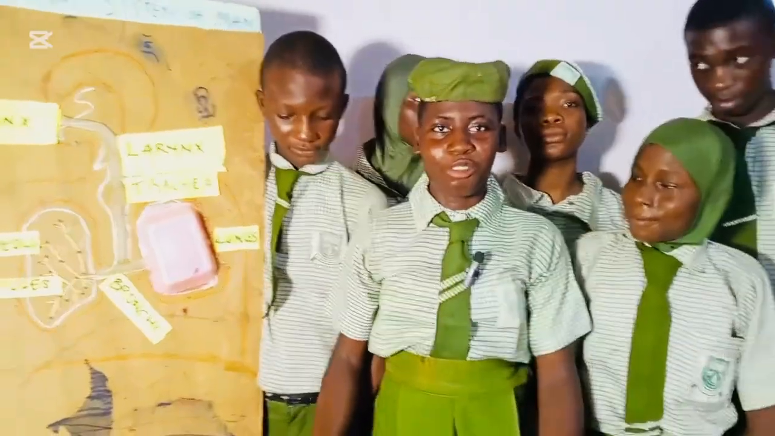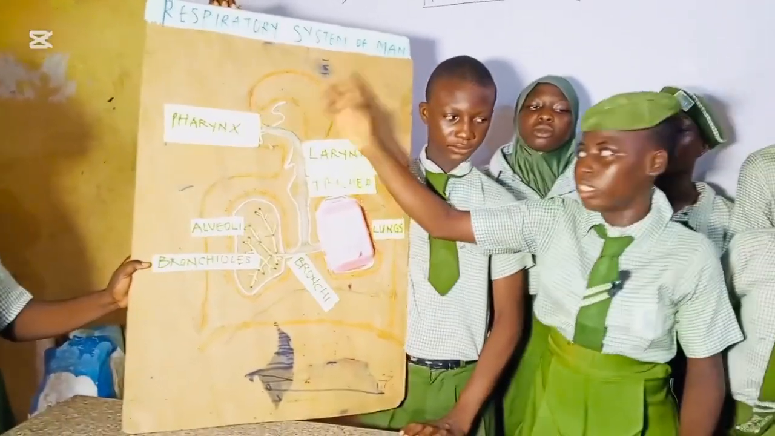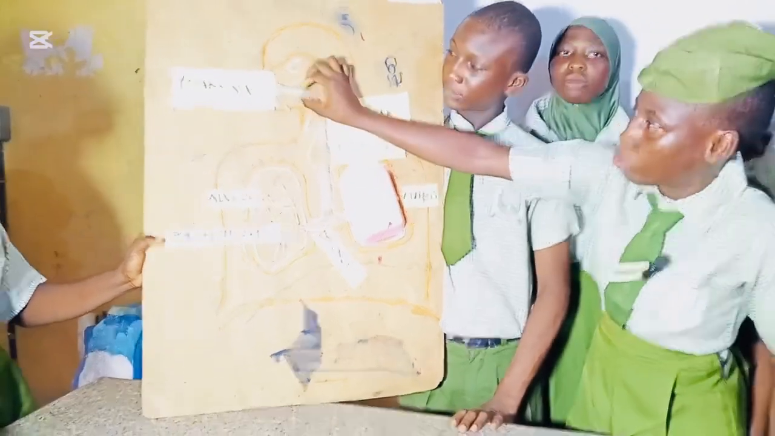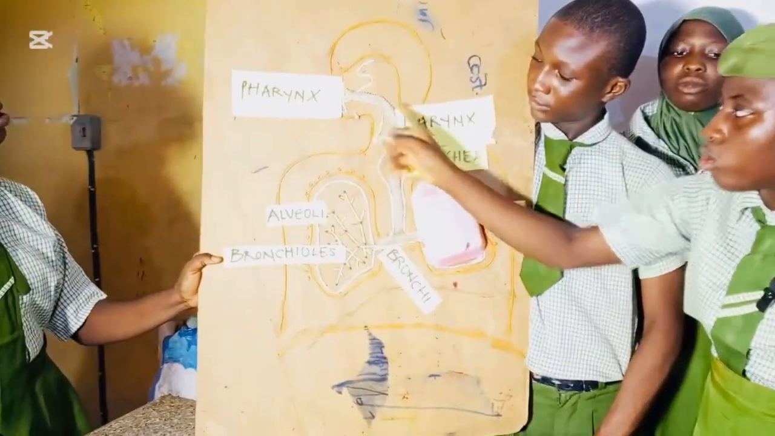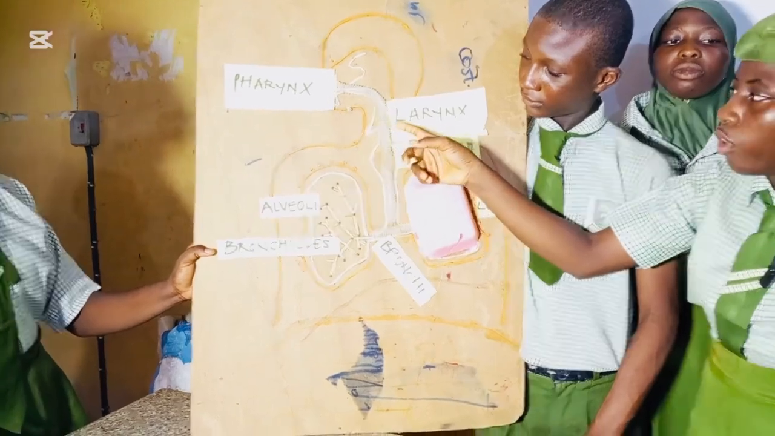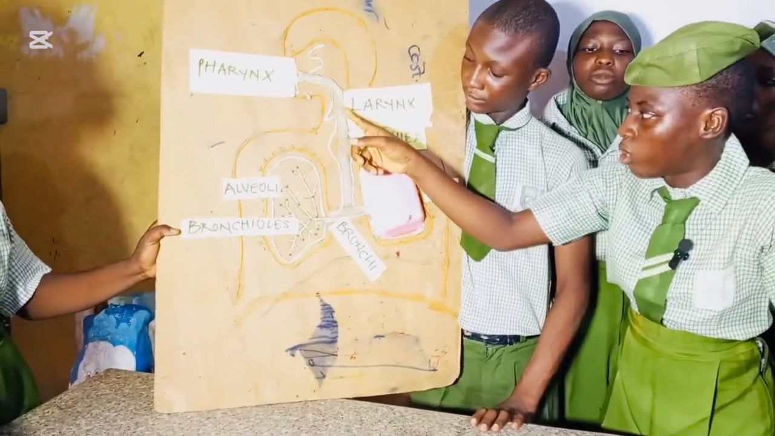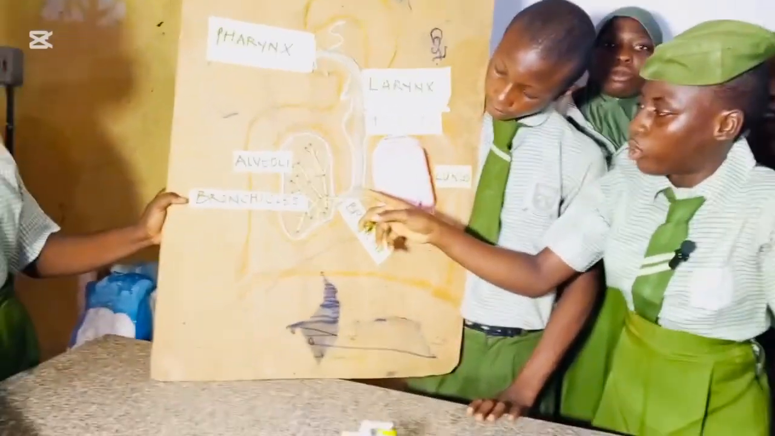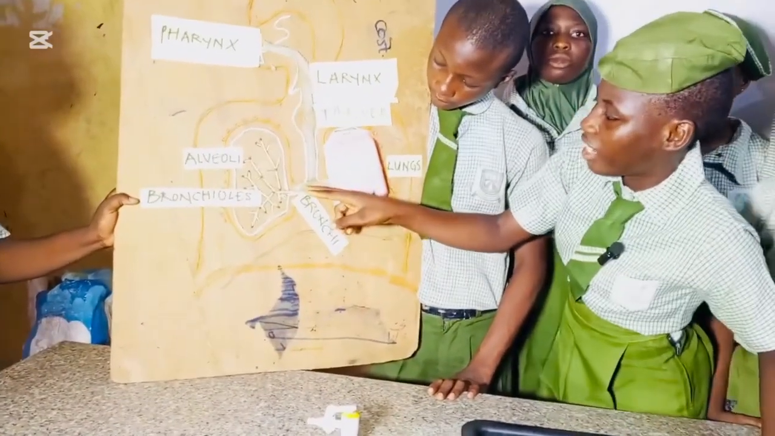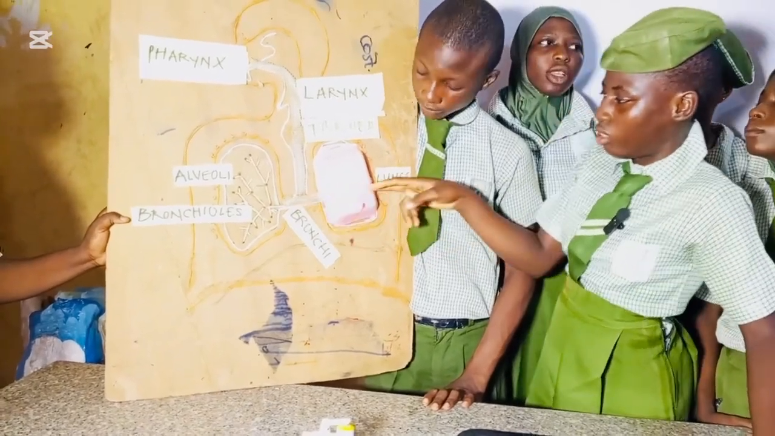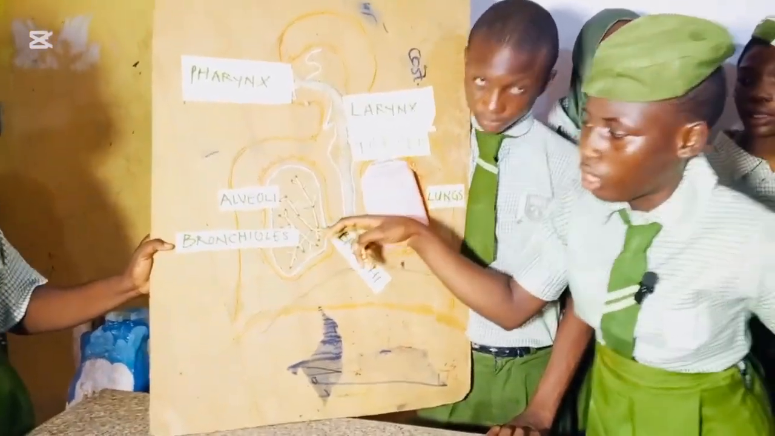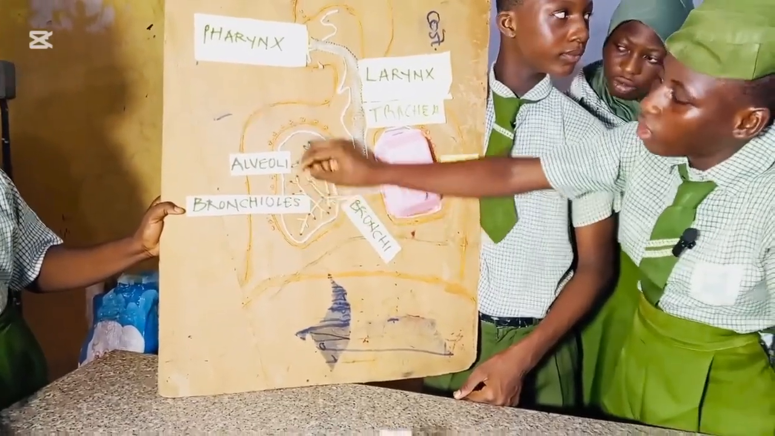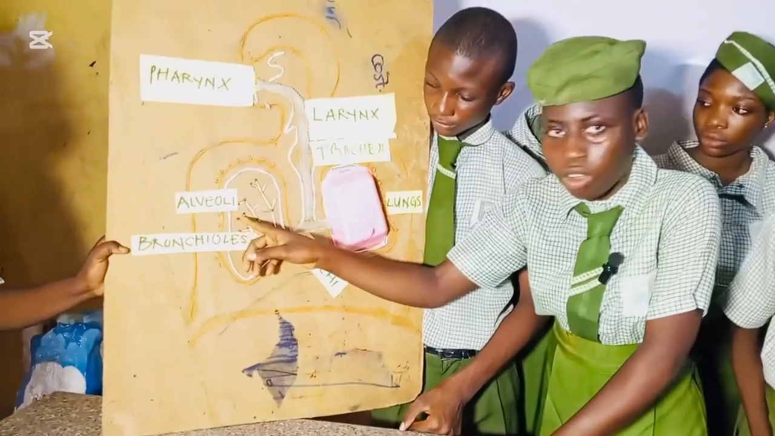Babatunde Bisayo, respiratory system of man. Air passes through the nose and the mouth to the pharynx. From the pharynx to the larynx, called the voice box. From the voice box to the trachea to the bronchi. The bronchi divide into two, one to the right lung and one to the left lung. At the end of the bronchioles, we have the alveoli, where gaseous exchange occurs.